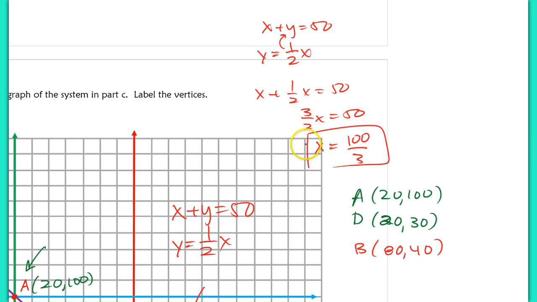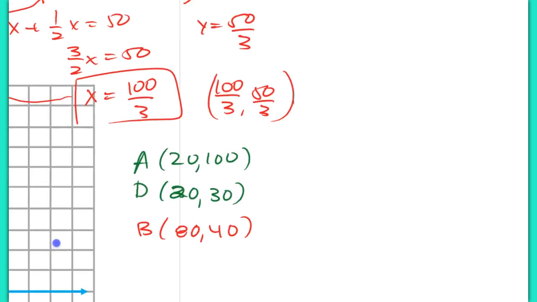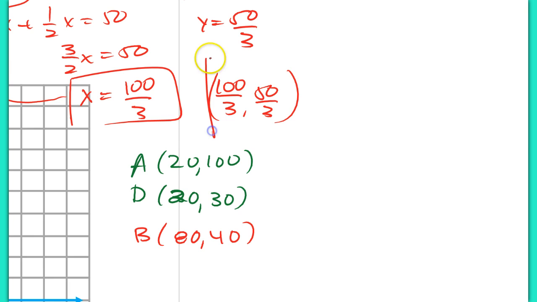Okay, if I plug in 100/3 back in here, y is going to equal 1/2 times 100/3, and I get y equal to, once this cancels, like this, 50/3. So I have the point 100/3, comma 50/3. Right, this is why this problem is tricky, okay? This point is not a real option, okay? Because you can't have 100/3 of real trees and 50/3 of fake trees, okay?